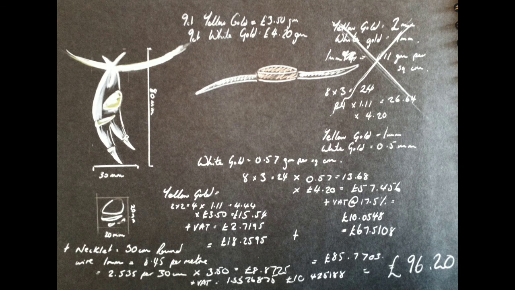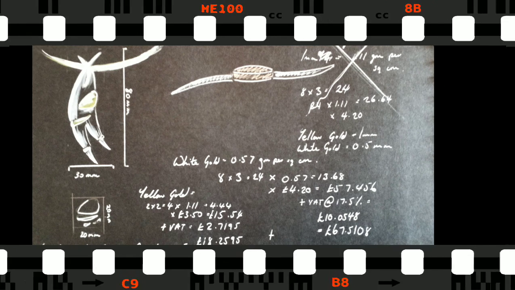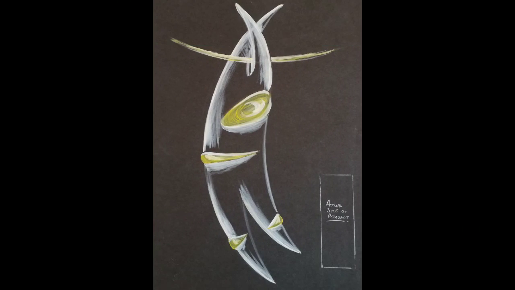The designer here has presented their final idea as a technical drawing with details of the costing for the materials as well. They've then painted up the pendant as neatly as possible, showing the actual scale of the item.